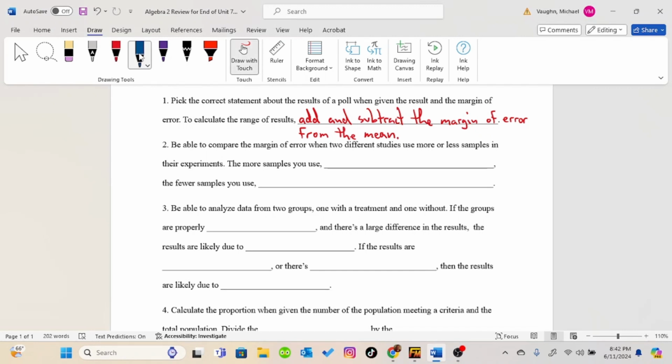Number 2, you'll need to be able to compare the margin of error when two different studies use more or less samples in their experiments. What you need to keep in mind is that the more samples you use, the smaller the margin of error. The fewer samples you use, the bigger the margin of error.